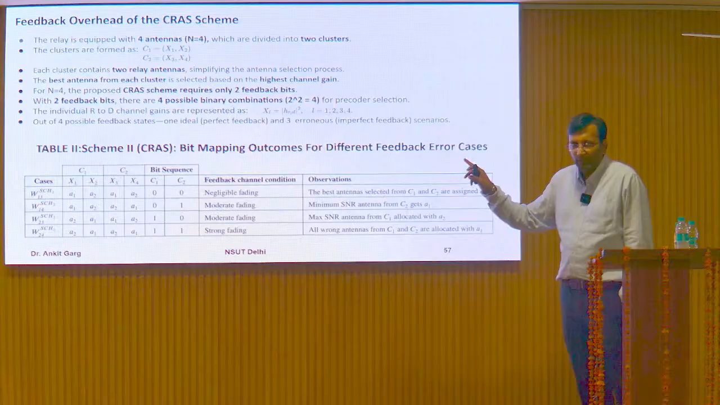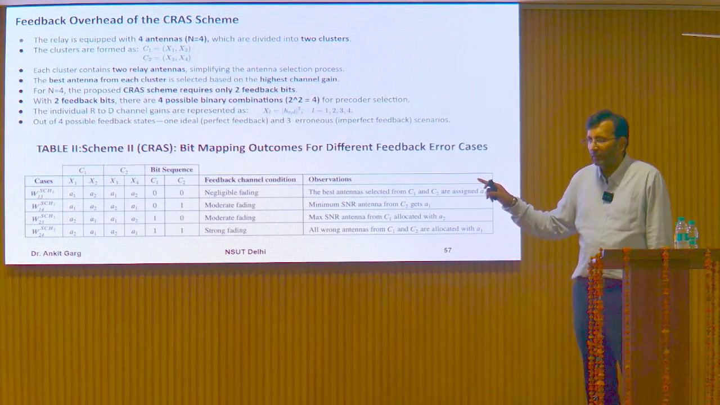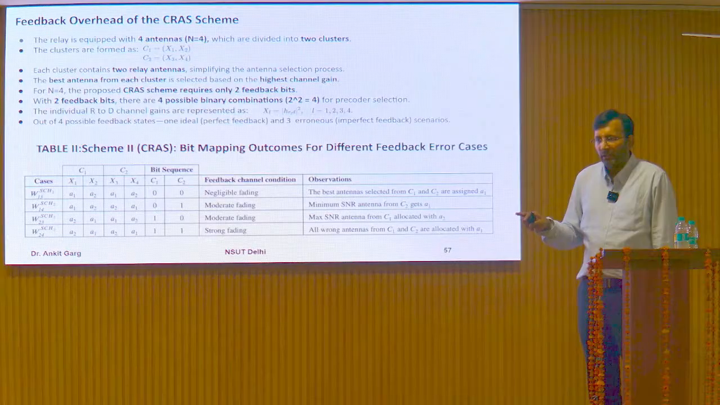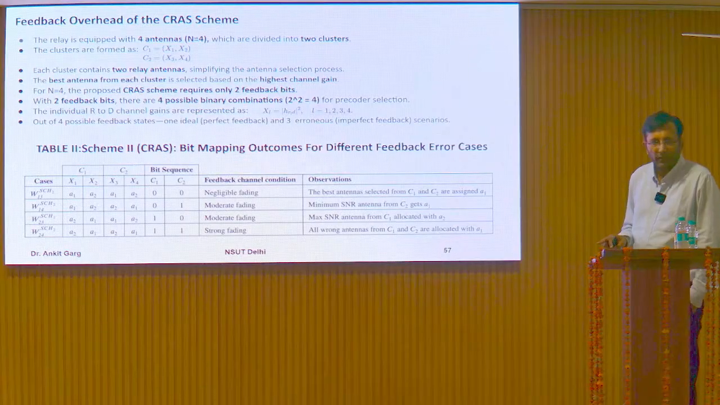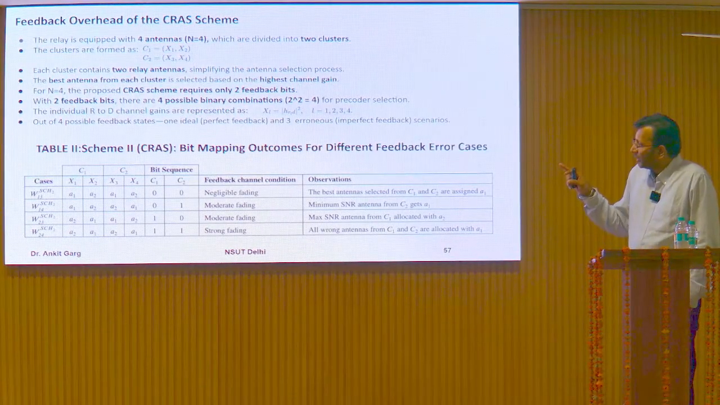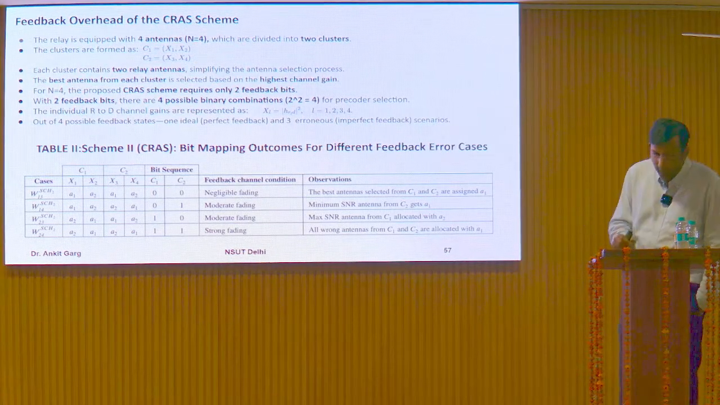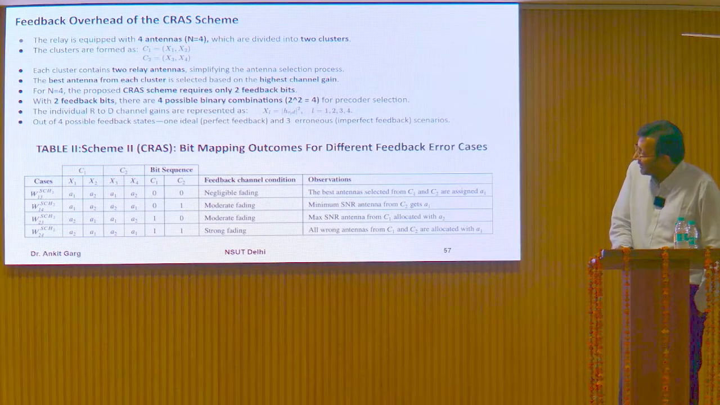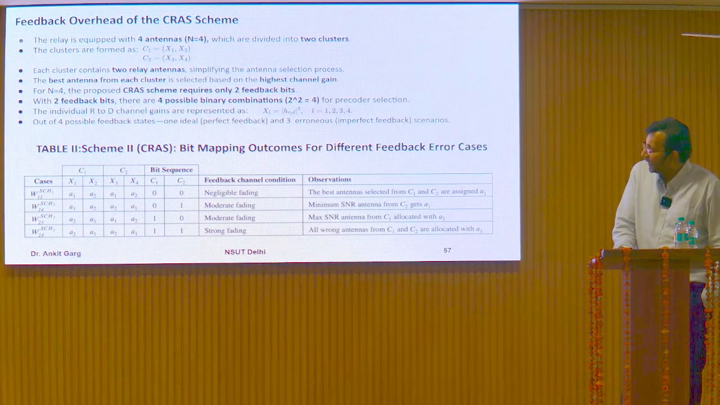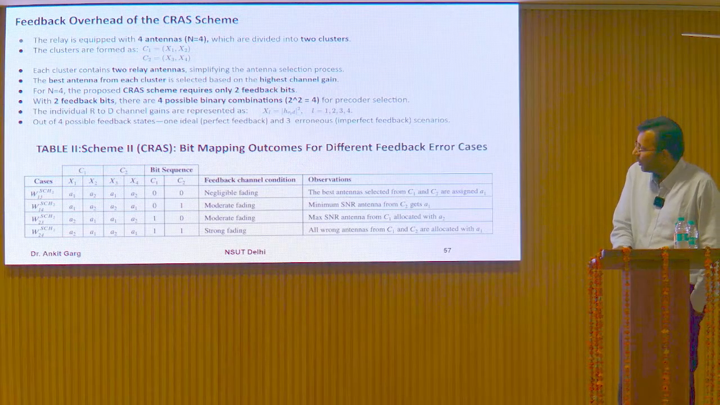C1 is your cluster 1, X1 and X2 are the channel gains of the antennas in cluster 1, and X3 and X4 represent the channel gains in cluster 2. Fine. So 0, 0 means negligible fading in the feedback scenario. So we choose the best antenna from the first cluster, that would be X1, and allocate power A1 to that. And the best antenna from cluster 2, that is X3, and allocate A1 power to that. Right? So accordingly, we have combinations here.